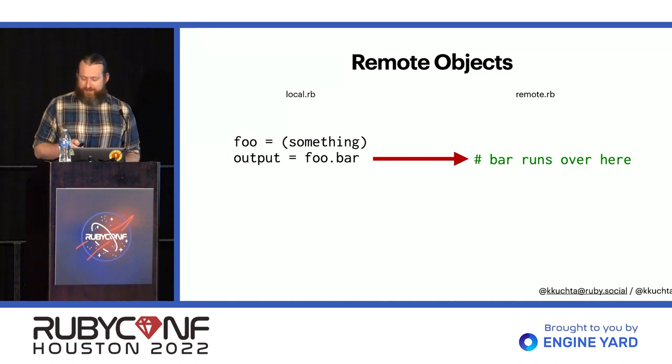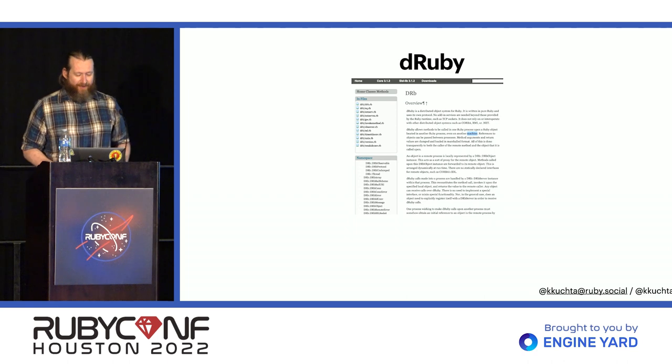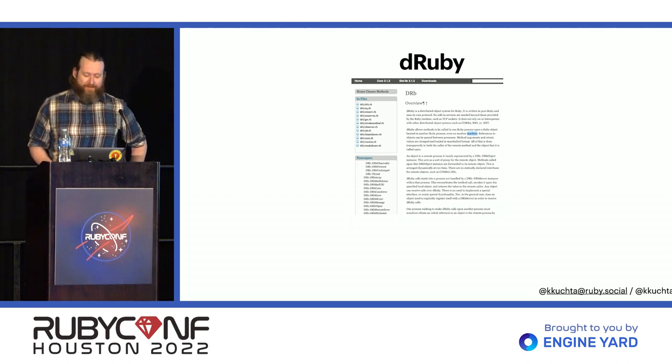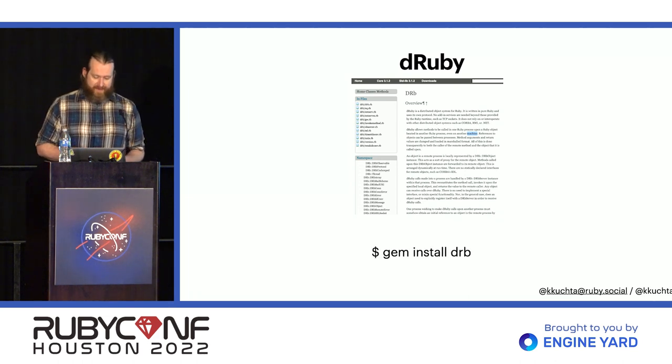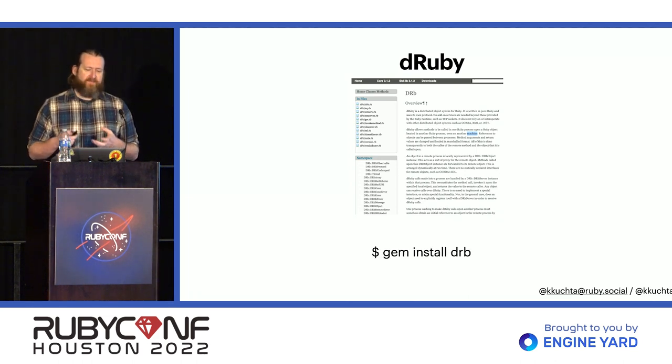I would like to introduce you to dRuby. Now, dRuby is an interesting little API for creating and using remote objects. It's built into the Ruby standard library. Although, if you want, there is a bonus external gem that goes with it that you can get by doing a gem install drb. And that just adds some features to the built-in version. But we're going to stick with the built-in version.